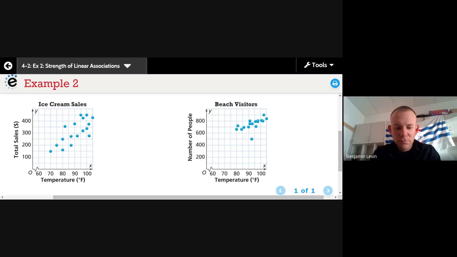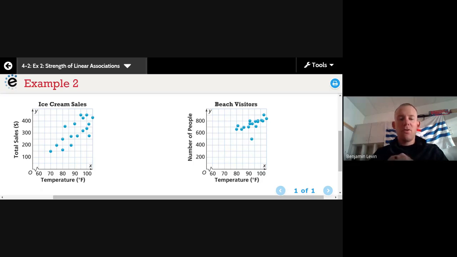All right, I'm sending you guys a poll so you can tell me which one you think. All right, the poll is live. Go to the polls and vote as to whether you think the ice cream sales graph has a stronger correlation or association, or the beach visitors has a stronger association, right?